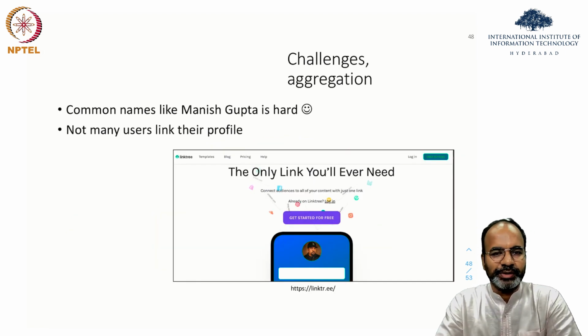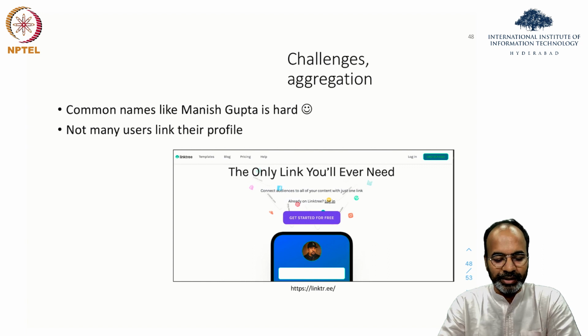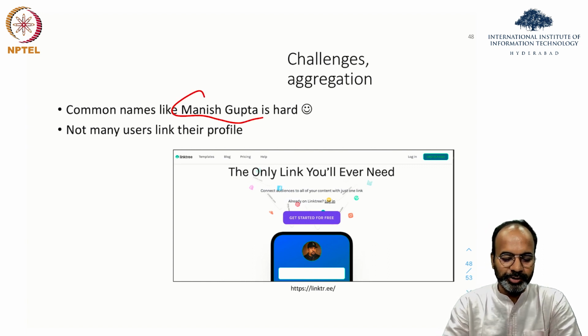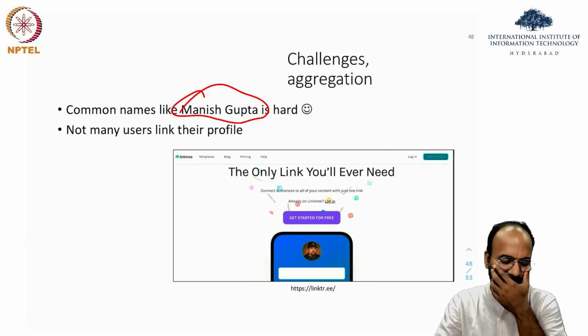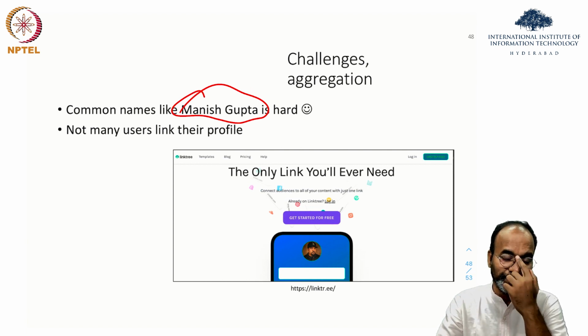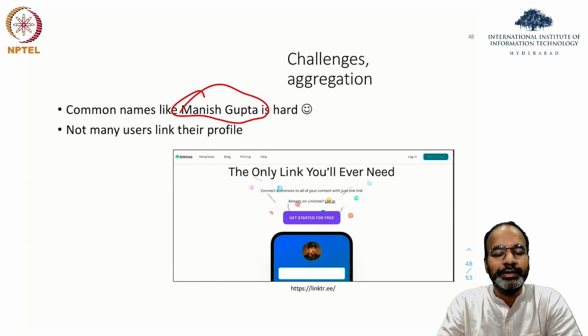Of course, there are lots of challenges, right? It's not that trivial to create these kinds of profiling services very easily. So, for example, a common name like Manish Gupta, if you search for it in India, in North India, in Delhi databases, you're going to get tons of Manish Guptas, right? So it will be very hard to find out which Manish Gupta we are talking about, who's in the train.